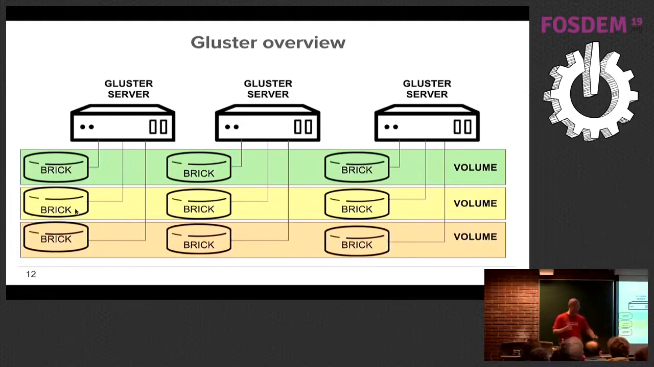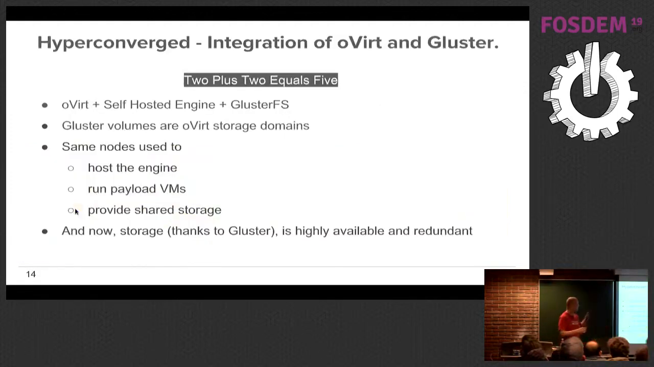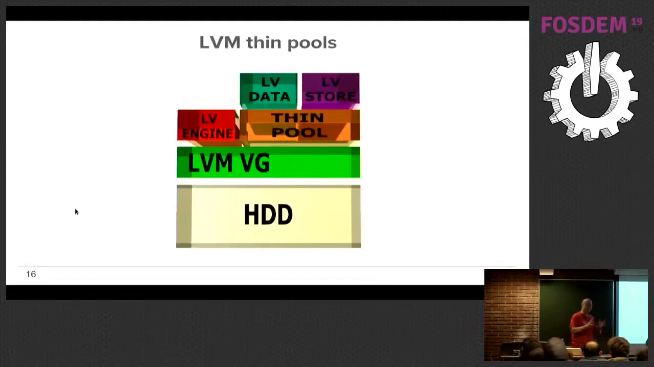Let's try to combine it together. Let's try to get Gluster and oVirt. And now we have a hyper-converged environment for oVirt. So Gluster volumes are oVirt storage domains right now. And we use exactly the same hardware to run your storage, to run your VMs, and to run your management plane engine. And storage, due to Gluster abilities, is highly redundant and highly available at the same time. Amazing. We control the whole stack. Can we squeeze more from it?